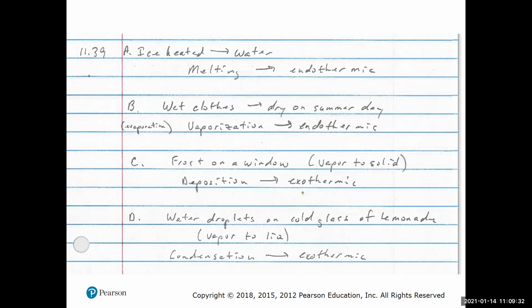So the first one, you have a piece of ice and you change it to water. In other words, it's a melting process. So what do you have to do to melt ice? Put heat in or pull heat out? Heat in. So it's an endothermic process.